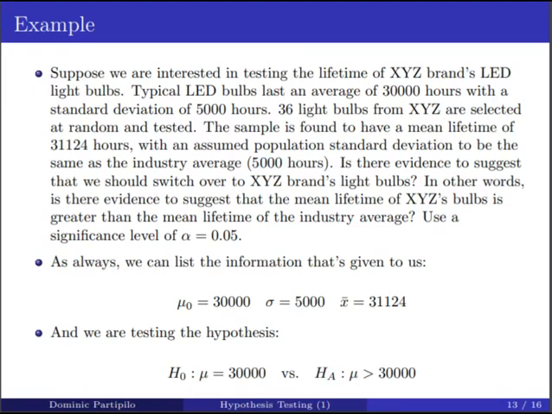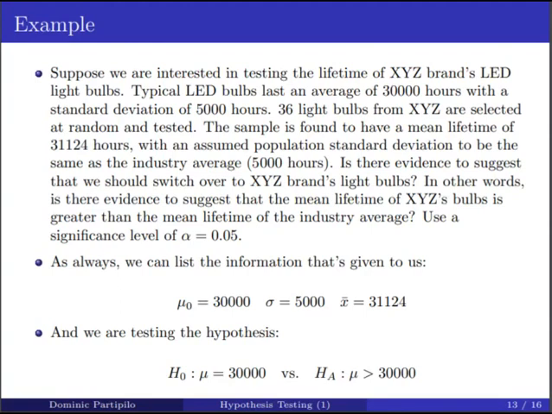So, is there evidence to suggest that we should switch over to XYZ brand's light bulbs? In other words, is there evidence to suggest that the mean lifetime of XYZ's light bulbs is greater than the mean lifetime of the industry average? The industry has an average of 30,000 hours for their light bulbs, but the sample that we tested from XYZ has a mean of 31,124. So we can use hypothesis testing to tell us whether or not we should switch over to that brand of light bulbs. Let's carry on with this test.